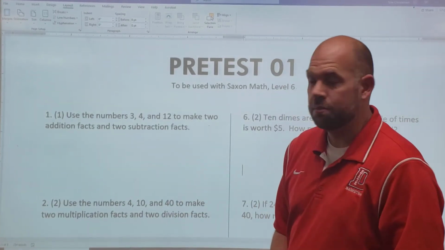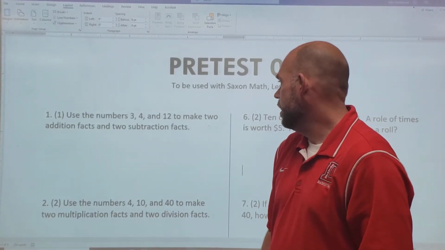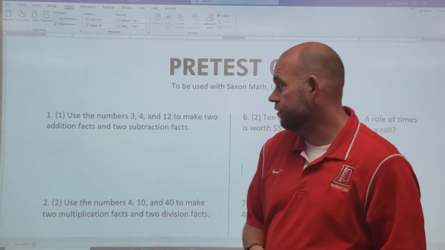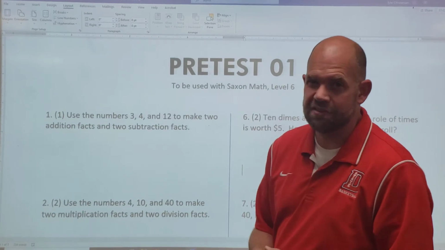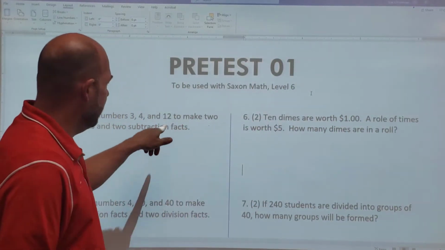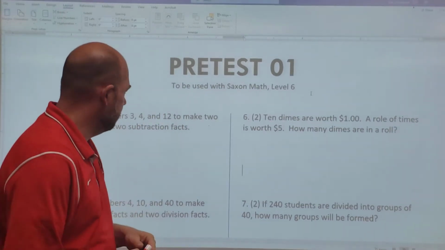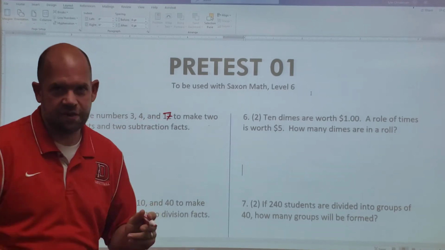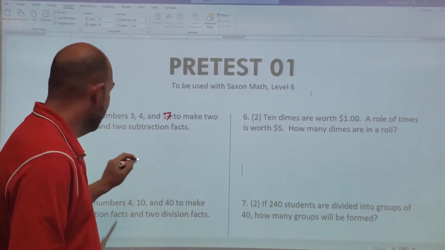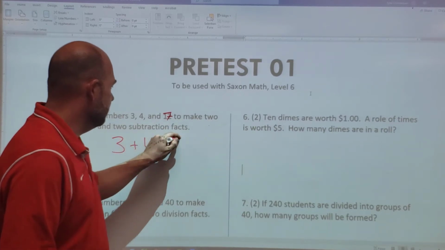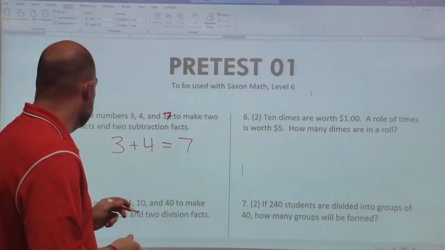Here it says use the numbers 3, 4, and 12 to make 2 addition facts and 2 subtraction facts. So we practiced this in the first lesson, and then we did multiplication and division in the second lesson. So here we're just taking 3, 4, oh, and this is a typo. Let me fix it here. It should be 3, 4, and 7, because 3 plus 4 does not equal 12. So we'd simply go 3 plus 4 equals 7. That's one of the addition ones.